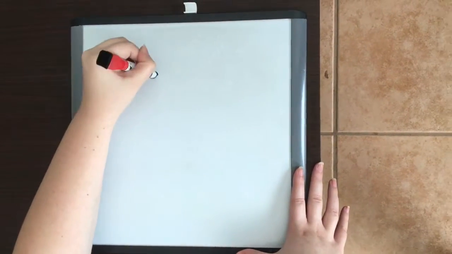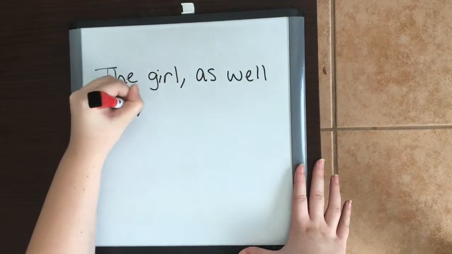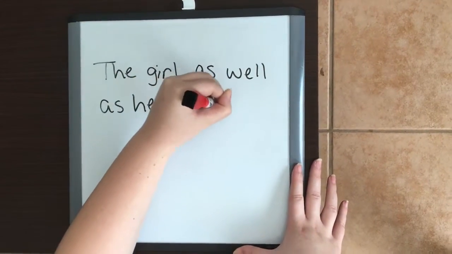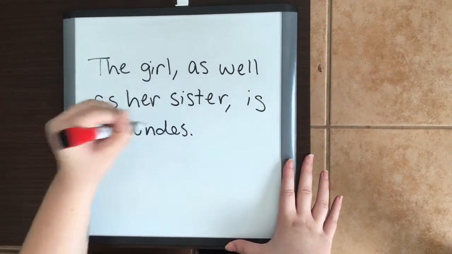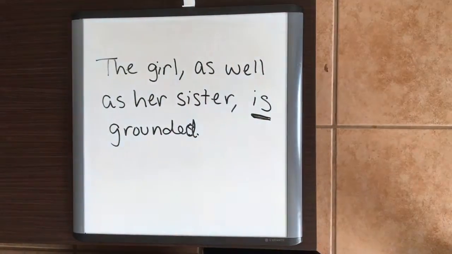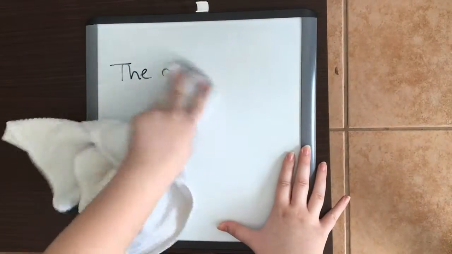Let's look at an example. The girl, as well as her sister, is grounded. Here we have a pair of singular nouns, the girl and her sister, joined by the phrase as well as, and we use the singular verb is. However, notice how the phrase is marked off by commas.